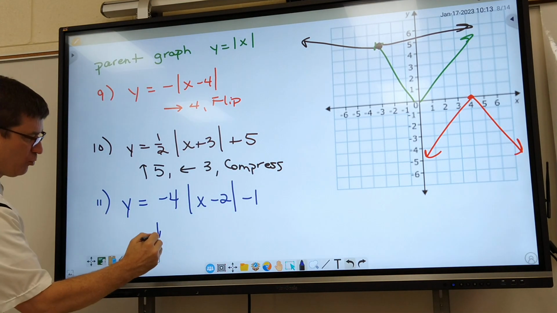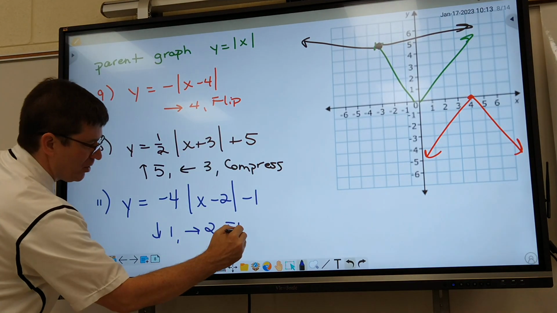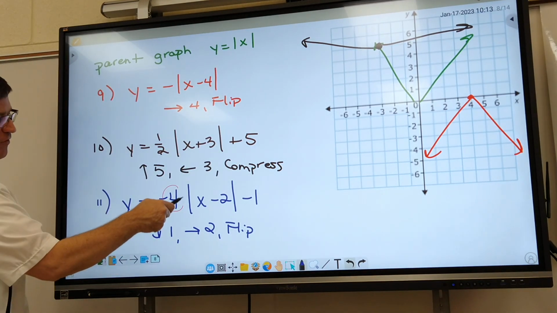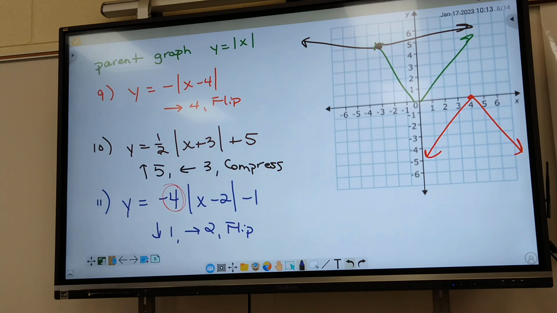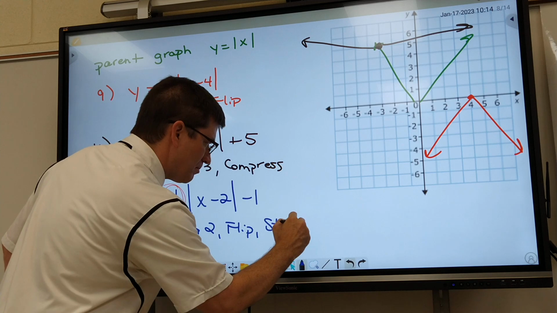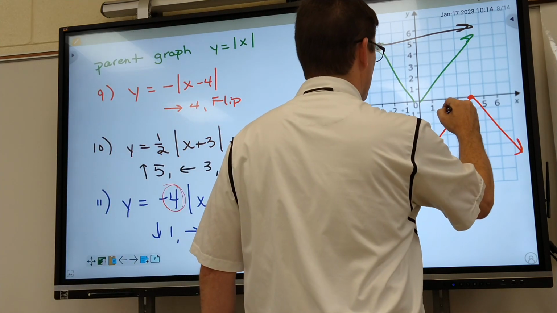All right, so I'm going down 1, right 2. I know I gotta flip it because there's a minus in front. Now look, this one's got a 4. If it's a fraction, I know I make it fatter. What about if it's an integer, a number that's not a fraction? Yeah, you're gonna stretch it and that makes it skinny. So you can write skinny if you want to. I'm gonna write stretch. All right, so down 1, right 2 is here, make it skinny.